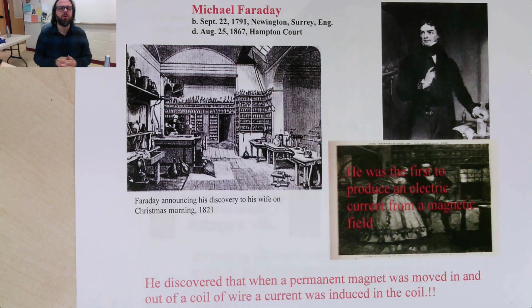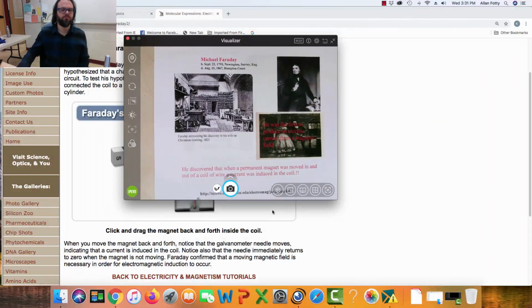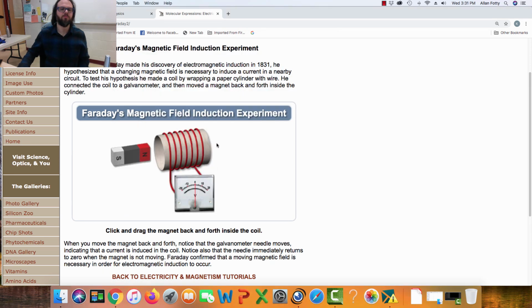He discovered that when a permanent magnet was moved in and out of a coil of wire, a current was induced in the coil. So moving a magnet in and out, a current was induced. So here's a little example I have to help show this. Here, I have a magnet, a coiled wire, and a voltmeter.